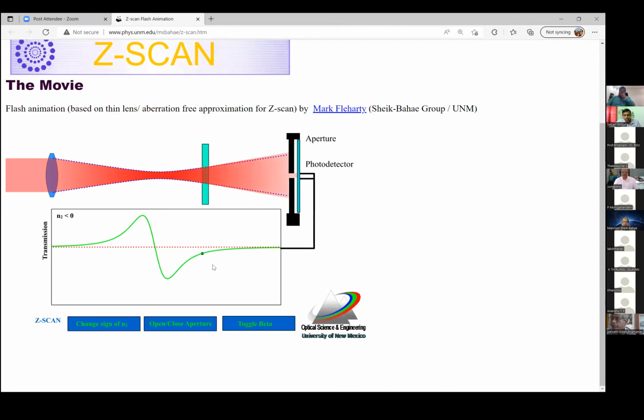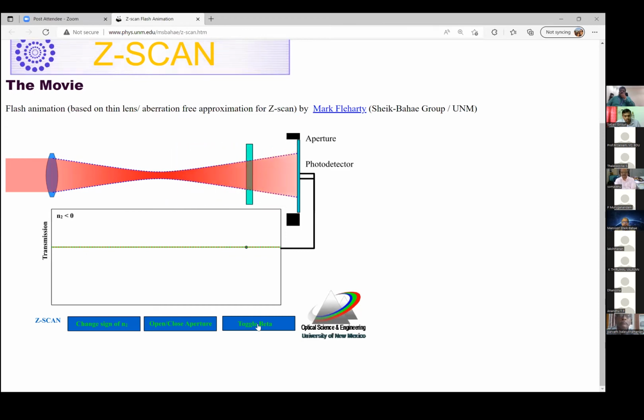Now, notice that if I remove the aperture, what we call an open aperture, then nothing happens. If you have purely refractive nonlinearity, the beam narrowing and broadening, when you integrate the intensity, nothing happens.